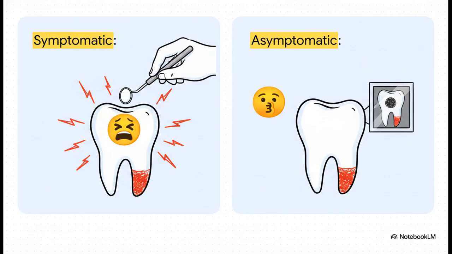But with asymptomatic apical periodontitis, the patient has 0 clinical symptoms, no pain at all. But when you look at the radiograph, you clearly see a dark area, a radiolucency at the apex. It's a chronic, quiet process of bone destruction.